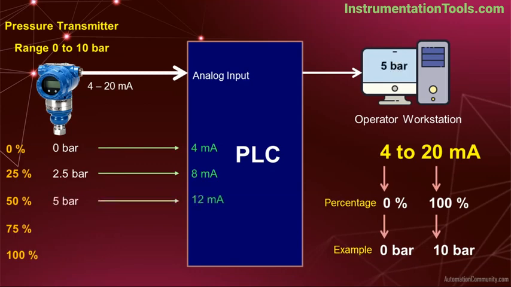If the process pressure is 50%, that is 5 bar, then the pressure transmitter sends 12 mA to the PLC, and it displays 5 bar pressure to the operator. If the process pressure is 75%, that is 7.5 bar, then the pressure transmitter sends 16 mA to the PLC, and it displays 7.5 bar pressure to the operator. If the process pressure is 100%, that is 10 bar, then the pressure transmitter sends 20 mA to the PLC, and it displays 10 bar pressure to the operator.